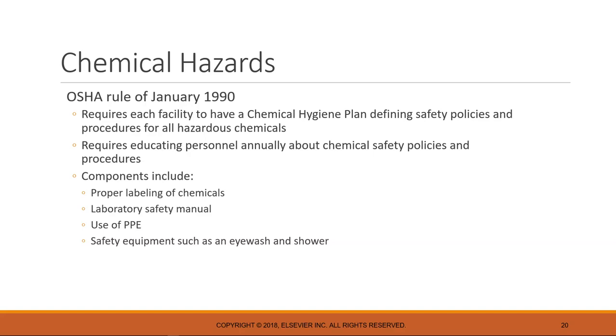The components of a chemical hygiene plan include proper labeling of the chemicals, the laboratory safety manual that may list the hazardous chemicals that you may be using in a certain type of analysis, what type of personal protective equipment is required when using this chemical, and safety equipment must be present, such as an eye wash and shower. And you must be educated on how to use the eye wash and how to operate the emergency shower.